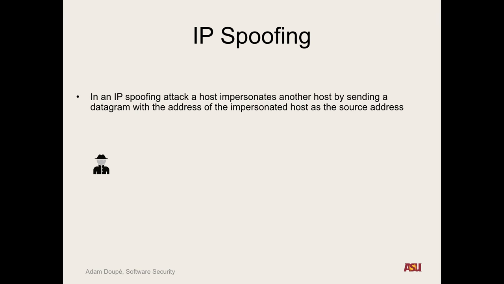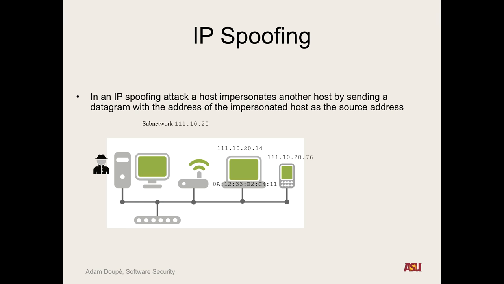So as an attacker, we can use this to spoof another host, and we can try to send them a datagram with the address of the host we want to impersonate. If we're an attacker and we want to impersonate host A, we can create an IP packet as if it came from host A and send that out. So if we have the subnet and our devices on the subnetwork, and we're an attacker at 121, and we want to impersonate some other host, let's say host 76, we can actually create and send that packet, right?